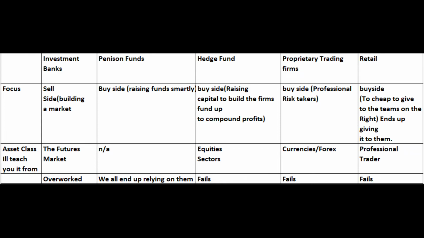All right, so now we have proprietary trading, and these are your quick traders, like the buy side as well, the professional risk takers. I'll be teaching you that in the currency forex market of how they operate. And then you got us retail traders. We're the buy side. We're too cheap to give the team on the right side of this chart and eventually give them our funds anyway. And we're going to take a professional trader's approach by aligning our trading plans, our risk plan, our study plans, more so with the hedge funds and the proprietary trading.